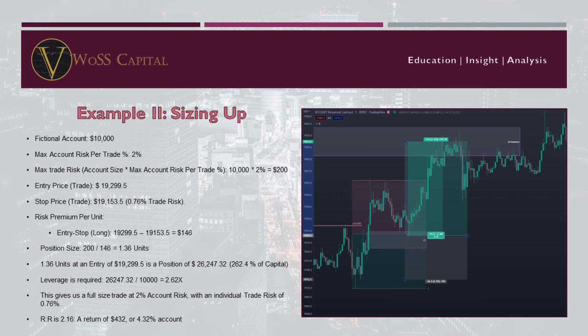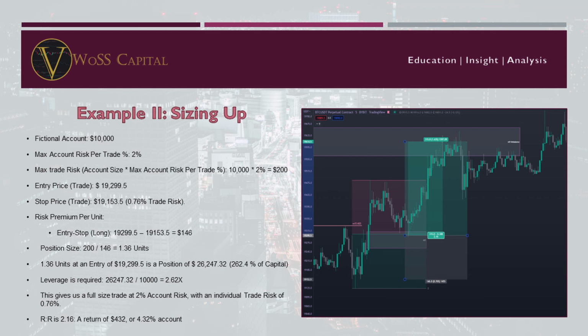And 1.36 units at an entry of 19,299.50 is a position size of $26,247.32, so roughly 262% of our available capital. So obviously in this scenario, leverage would be required to size us up to a maximum risk trade. And the way we calculate that leverage, if your exchange requires you to calculate it manually, which most do, is $26,247.32, the overall dollar position size, divided by your account, $10,000, which gives you a 2.62x leverage factor.